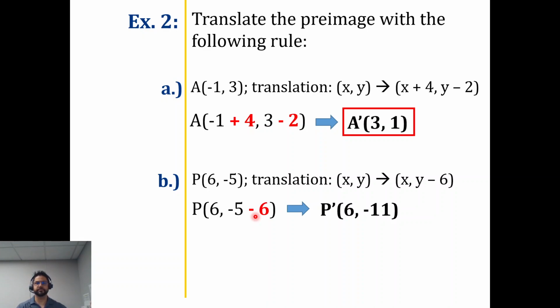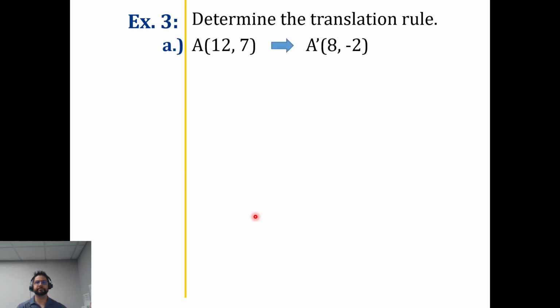Arrow notation. Then there are some problems. Maybe we give you the pictures. Maybe we just give you some numbers. We want you to figure out what the translation rule is. Now, it might be as simple as counting, because if it's the picture, the counting.